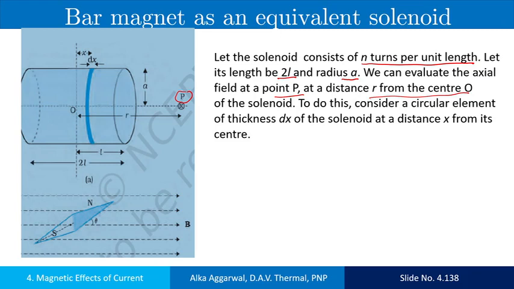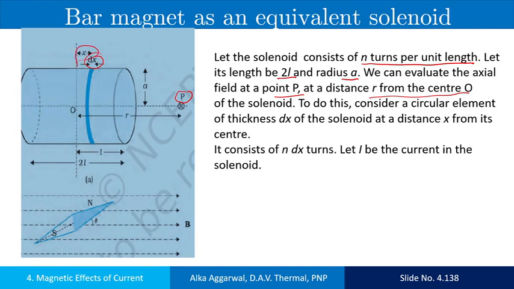Now, for this, consider an element of thickness dx. We are considering this element whose thickness is dx, and this element is at a distance x from the center. So the number of turns in this element is n dx, where n is the number of turns per unit length.